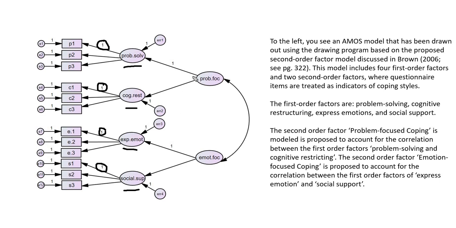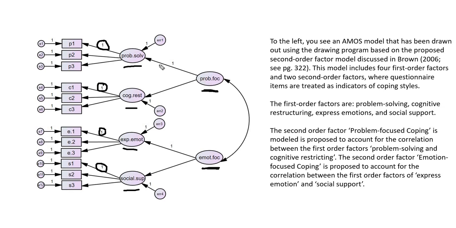You'll also see in our diagram that we have our second order factors that are represented, and as I was noting before, we are specifying these as possibly accounting for some of the associations among some of the first order factors. So here we have problem focused coping and emotion focused coping as second order factors.